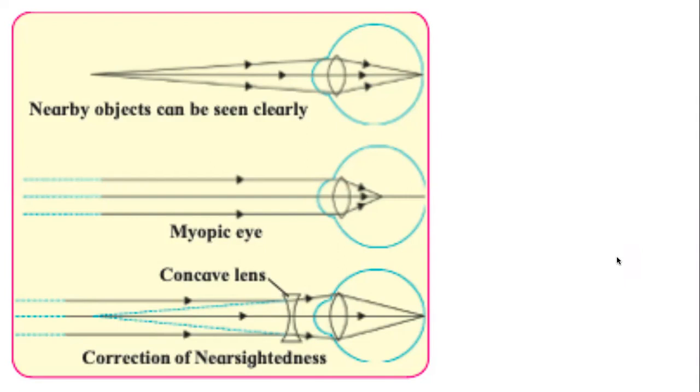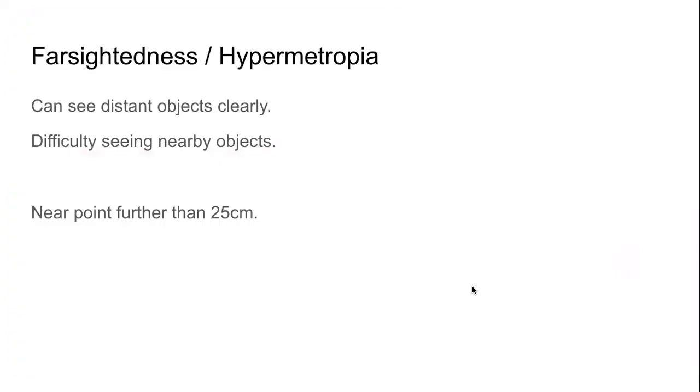Thank you. By now, my smart students would have understood that the other disease would be कि पास की चीजें नहीं दिखेंगी. And yes, you are correct. It is called farsightedness or hypermetropia. Completely opposite of nearsightedness or myopia.